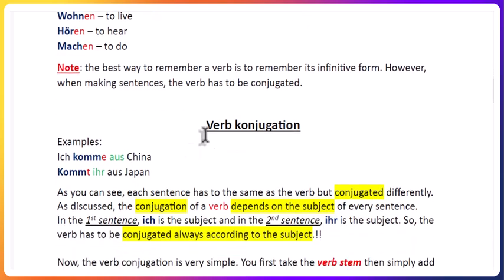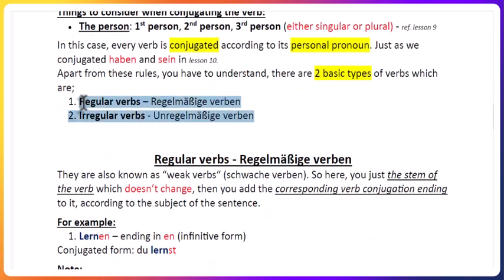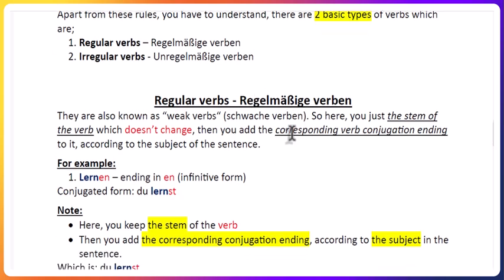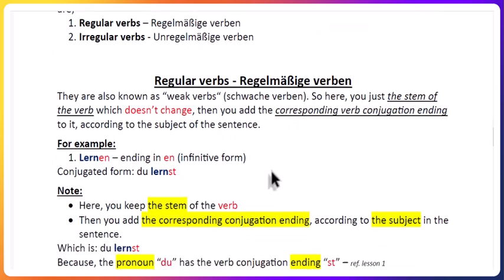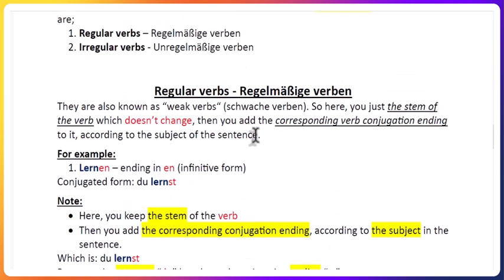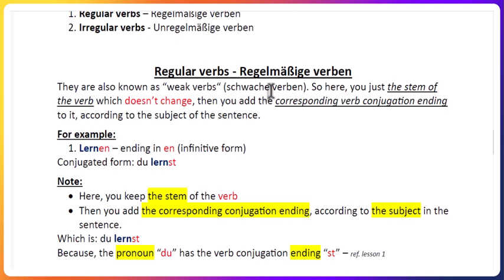So verbs fall under either of the two types. Regular verbs in German, according to research, are also known as weak verbs, which are called schwache Verben. Schwache Verben, because W is V in German.